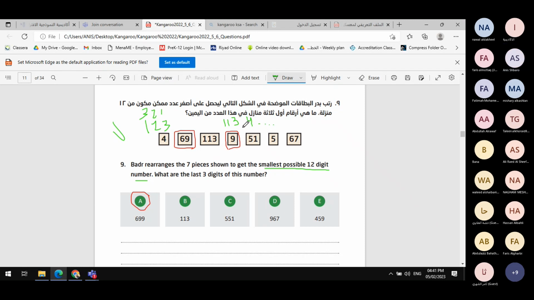But the question is, they want to see from the right. So we are going to get rid of all the big digits, sorry, not the big numbers. I have the 9 as a big digit. I have the 69 also starting with the 9. I have the 67, which starts with 7. It's big, but not as big as 9.